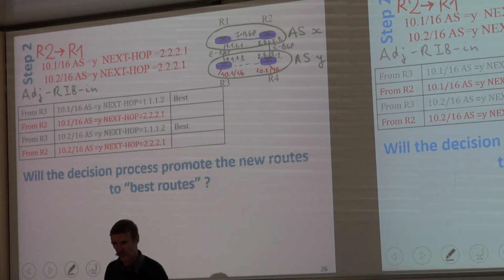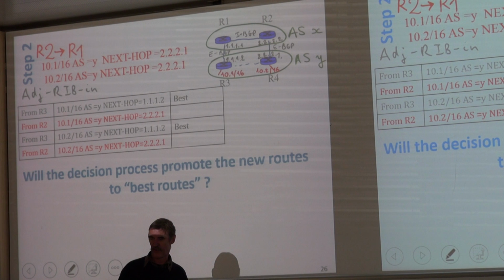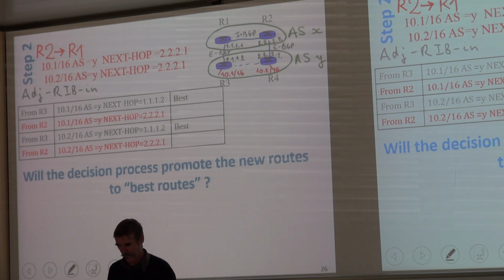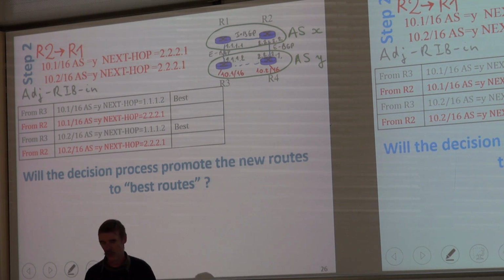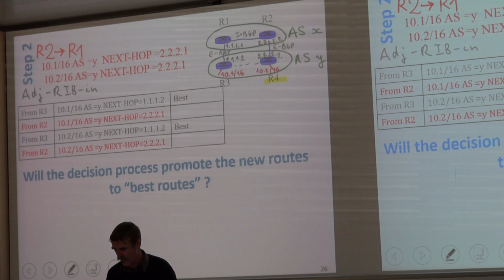I assume R2, that has received this from R1, in the meantime also did something that we have not seen. R2 probably has received from R4. R4 is here. R2 is here. The same process has happened in parallel at the other end of this network.